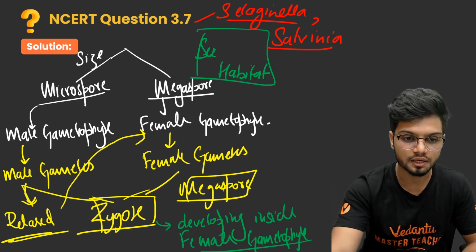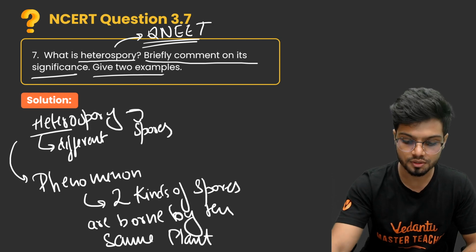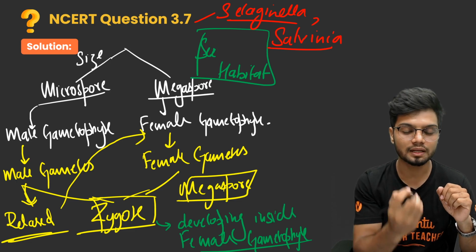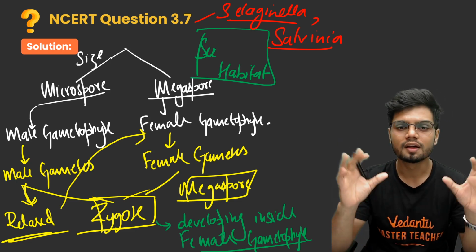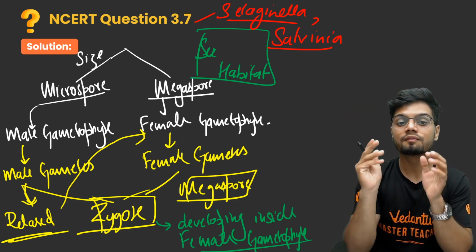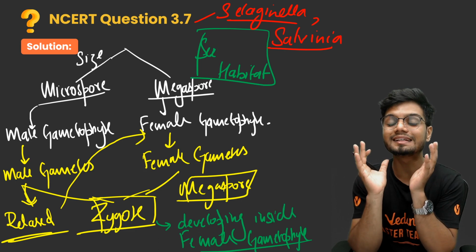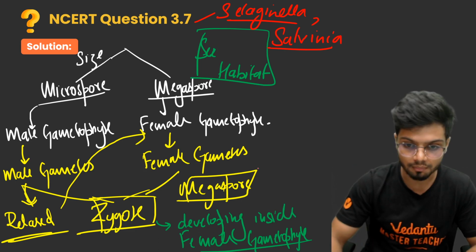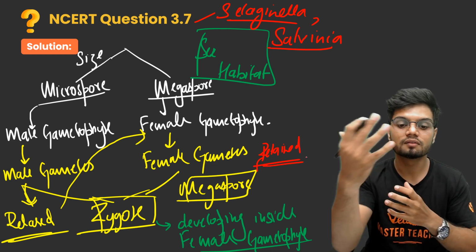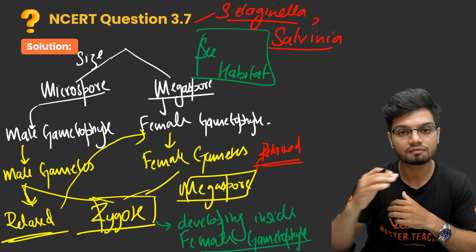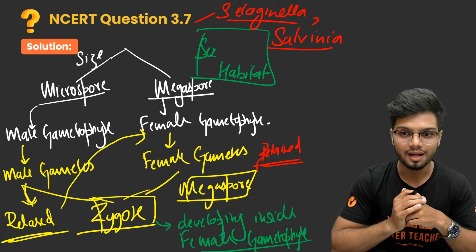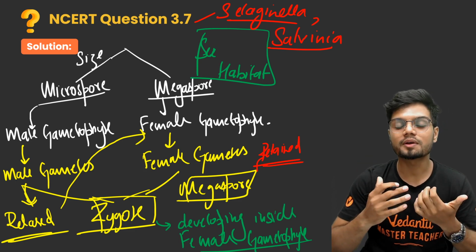So heterospory is the condition where we find two different types of spores, and based on size we have microspore and megaspore. The microspore gives rise to the male gametophyte, the megaspore gives rise to the female gametophyte, and the male gametes travel to the female gametophyte, where the megaspore is retained. The megaspore is retained inside the female gametophyte. That is called the seed habit, which can also be seen in the higher plants. The two examples of heterospory are Selaginella as well as Salvinia. So that's the answer to this question.